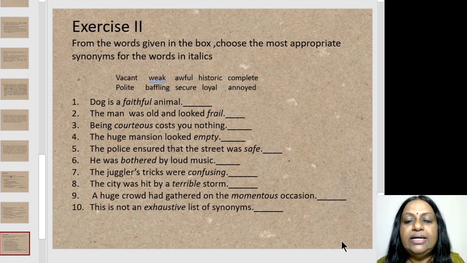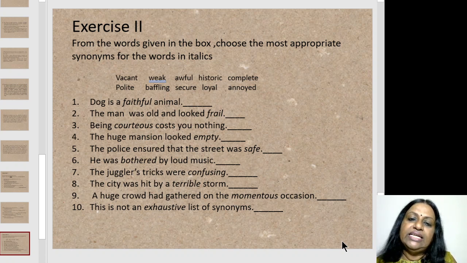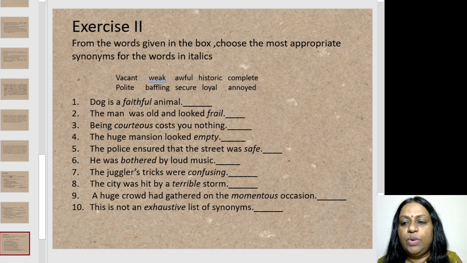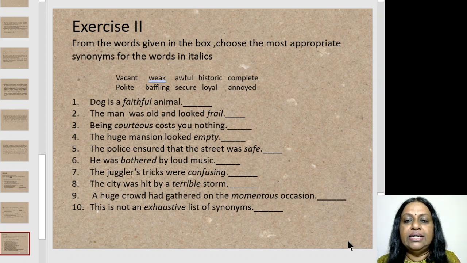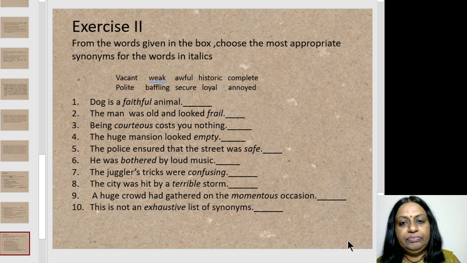Being courteous costs you nothing. So we need a synonym for the word courteous from the words that have been given to us. So which is the word that we will pick up? Which is the synonym of the word courteous? Polite. So we'll pick up the word polite. Being courteous costs you nothing. Being polite costs you nothing.